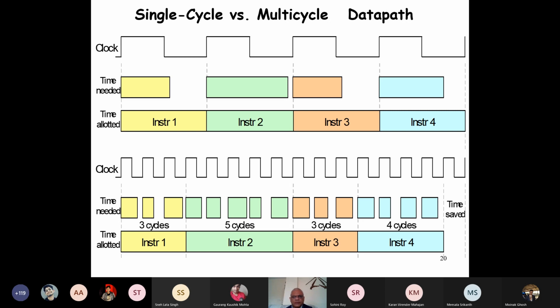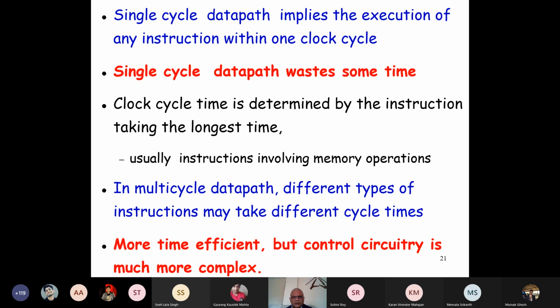So this fundamental thing, I hope it is clear that a single cycle processor is simple to design and each instruction completes in exactly one cycle. In a multi-cycle processor, each instruction takes multiple sub-cycles, but some take 3 cycles, some take 2 cycles, some take 5 cycles, etc. Single cycle data path wastes time for different types of instruction. Multi-cycle instructions take different time, but here it is time efficient, but control circuit design is more complex.